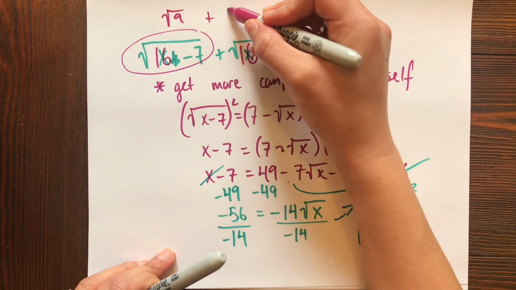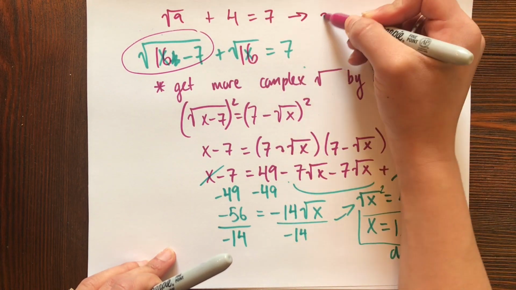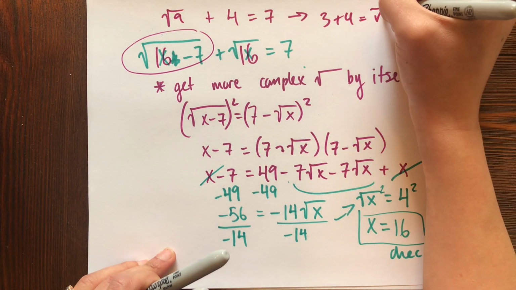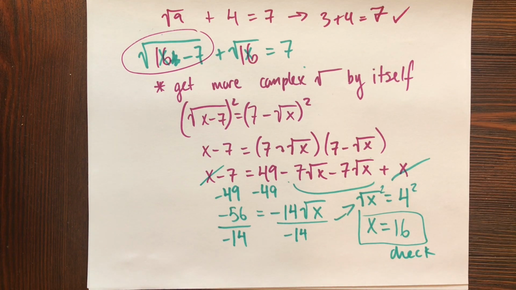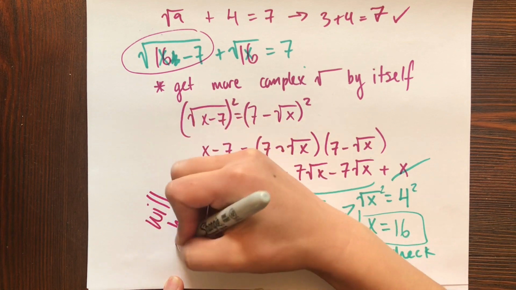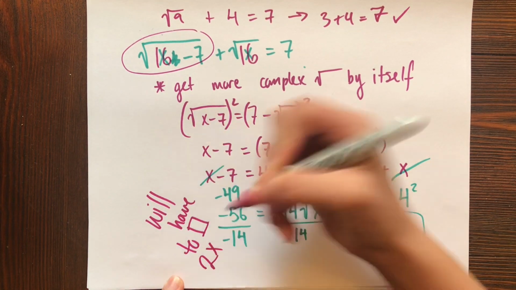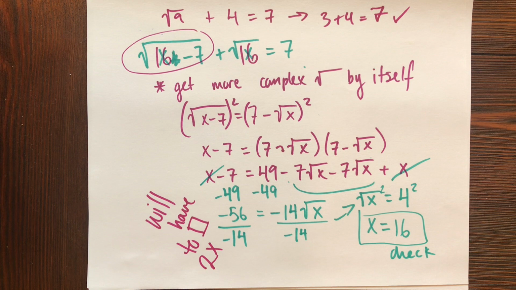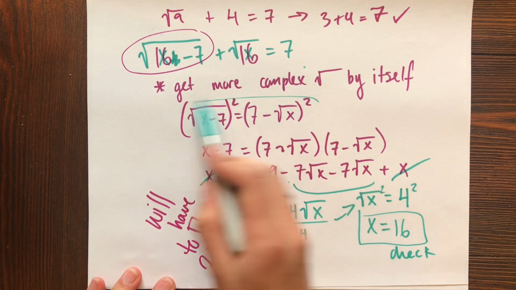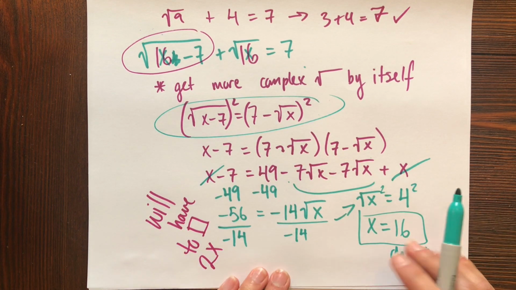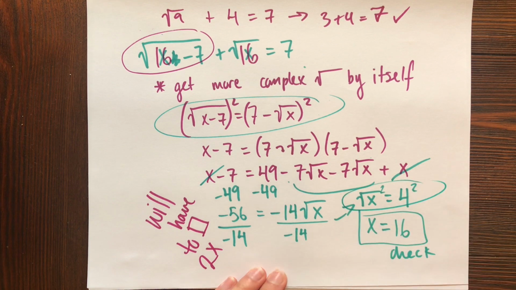16 minus 7 is 9. The square root of 16 is 4. The square root of 9 is 3. So 3 plus 4 is indeed 7. So that checks out. Okay, so just note that we're going to have to square twice. When there's a situation like this where I have two different kinds of square roots, I'll have to square twice. I squared first with the x minus 7 and then secondly with the x equals 4.